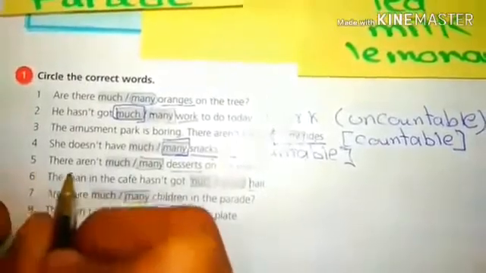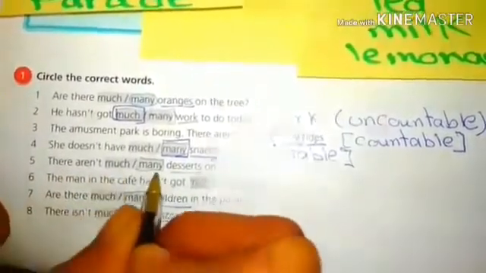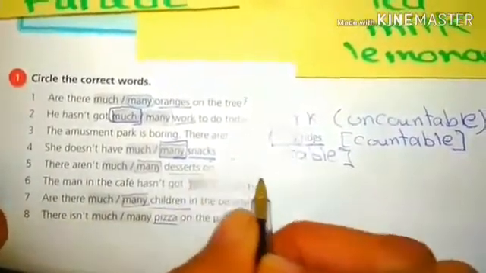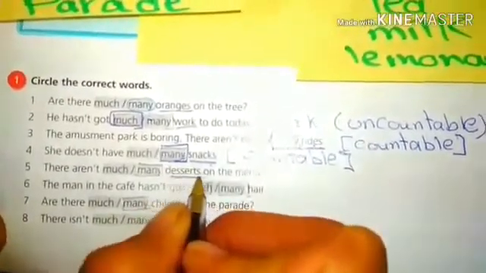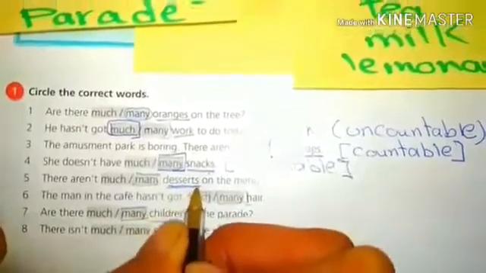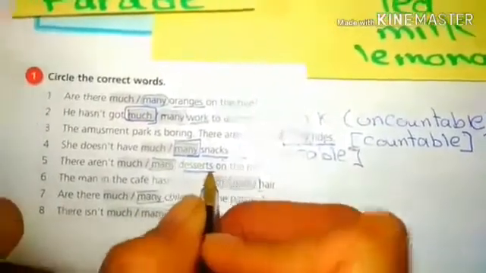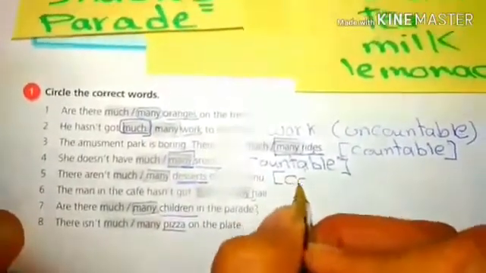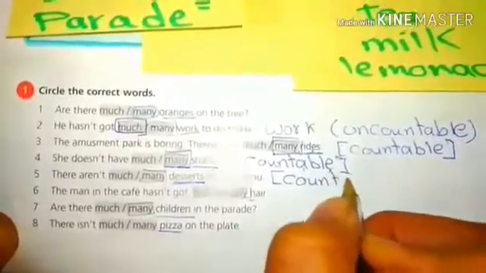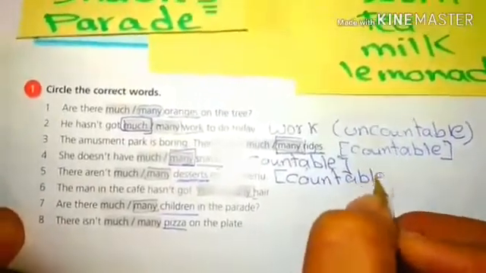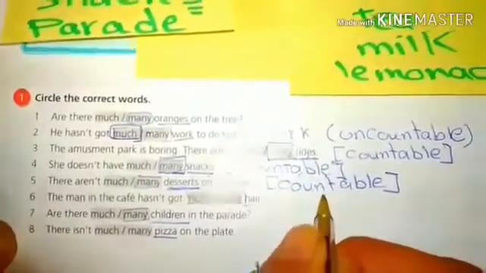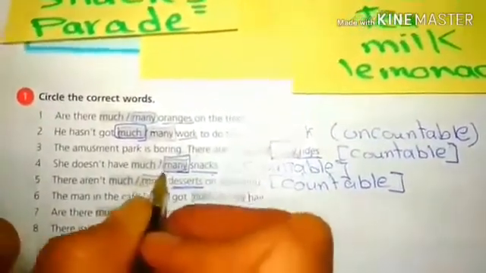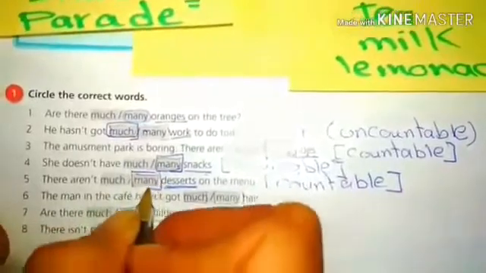Number 5, there aren't much or many desserts on the menu. What is the noun? The noun is desserts. And as we said before, dessert is, yes, a countable noun. And countable noun loves many. So the answer will be many.